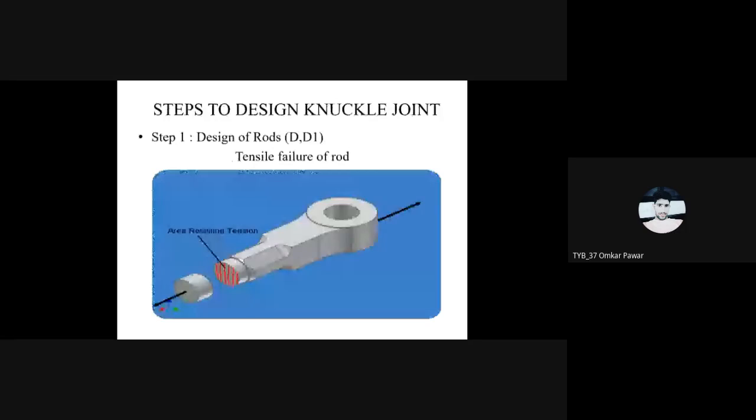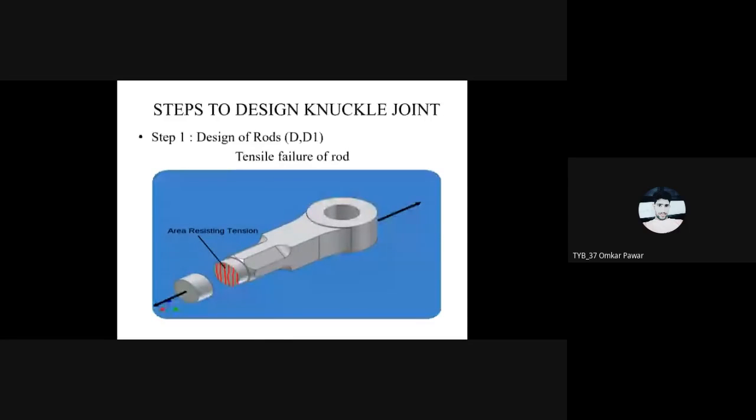Next, step by step we'll go and find the dimensions as well as the types of stresses which will get induced in the total joint. So the first part we are going to take for the design is the design of the rod through which we are going to transmit the tensile force.